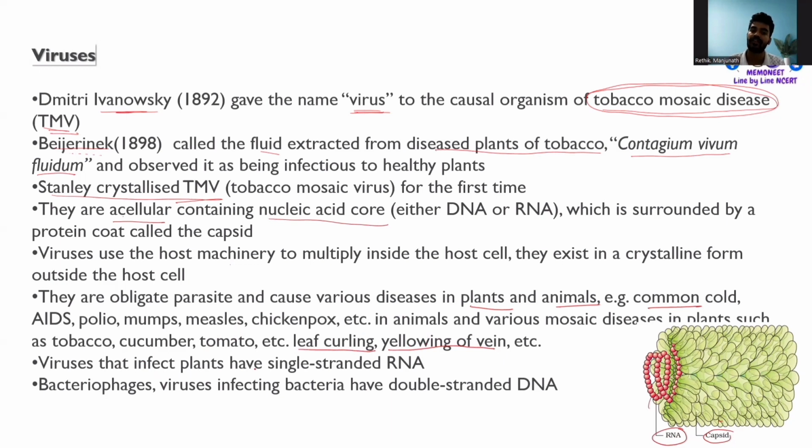Viruses that infect plants will have single stranded RNA, whereas the viruses which infect bacteria will have double stranded DNA. The virus which infects bacteria is actually called a bacteriophage.